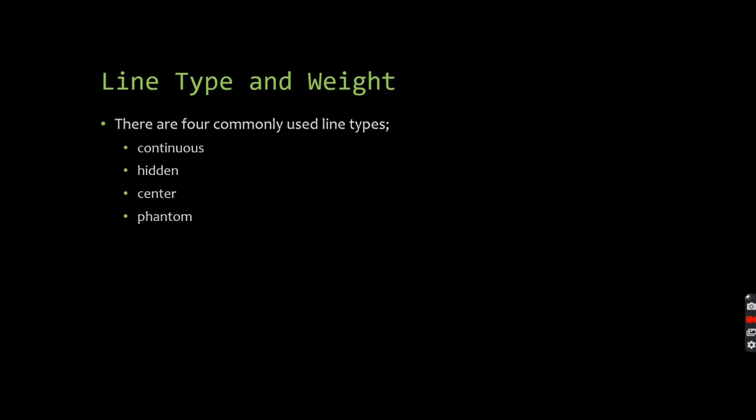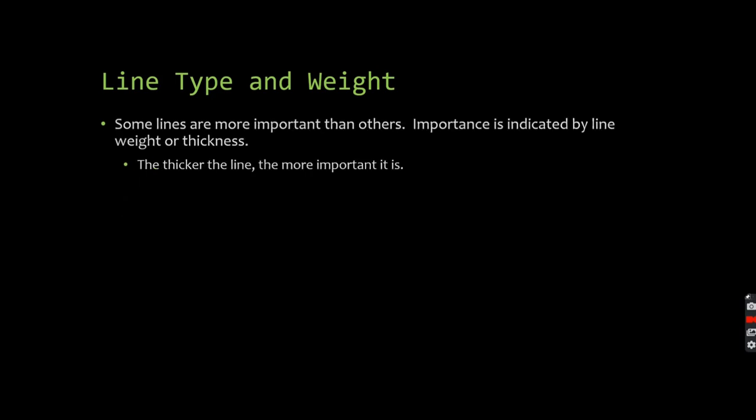There are four commonly used line types. There is continuous, hidden, center, and phantom. Some lines are more important than others. Importance is indicated by line weight or thickness. The thicker the line, the more important it is.